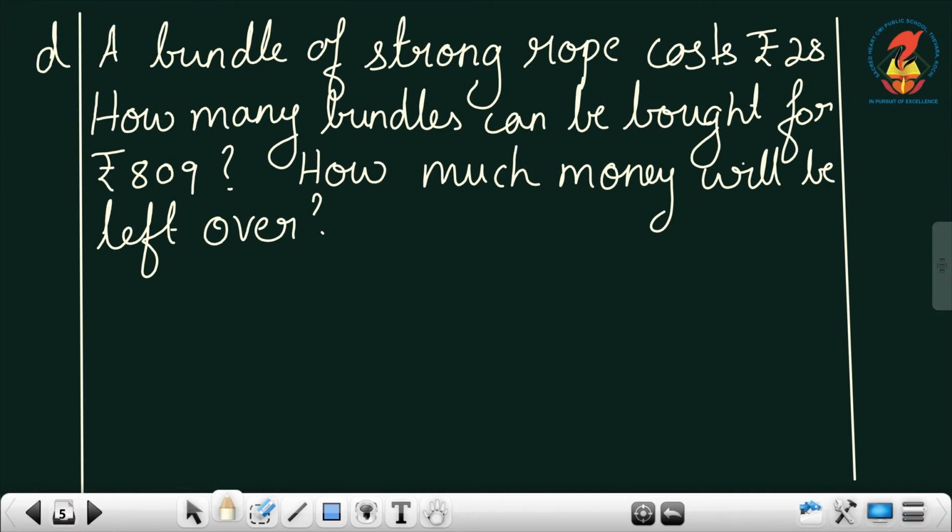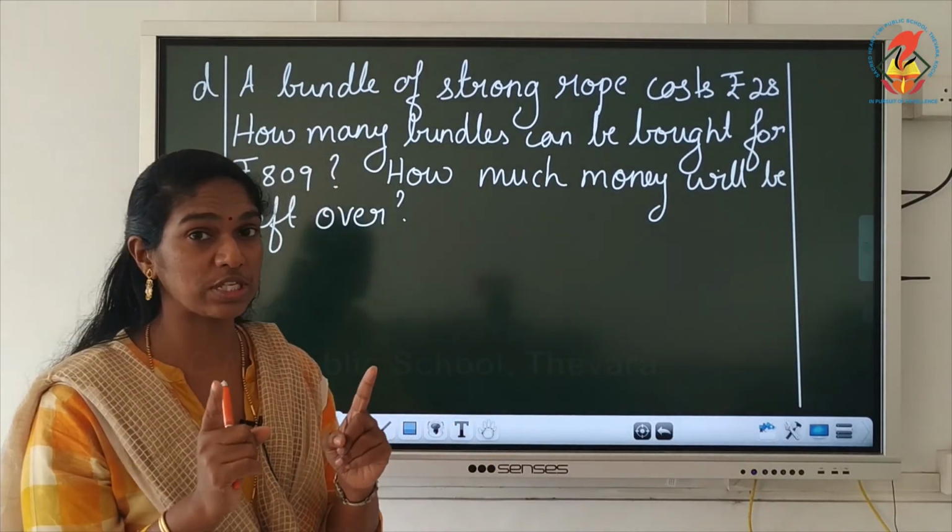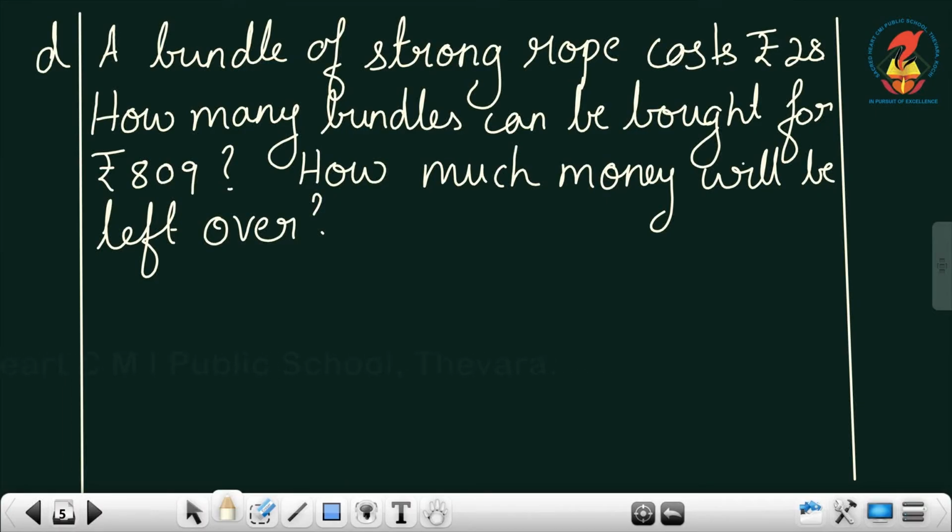A bundle of strong rope costs rupees 28. How many bundles can be bought for rupees 809? What is the cost of one bundle of rope? It is rupees 28. The cost of one bundle is rupees 28. So, how many bundles can be bought for rupees 809?